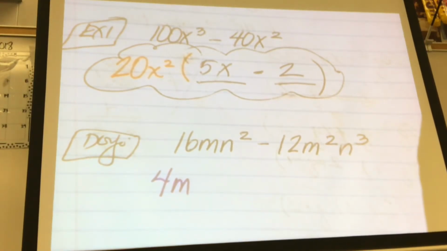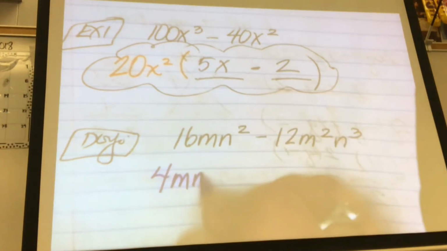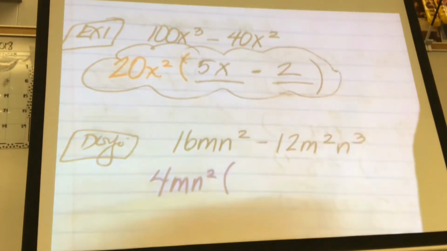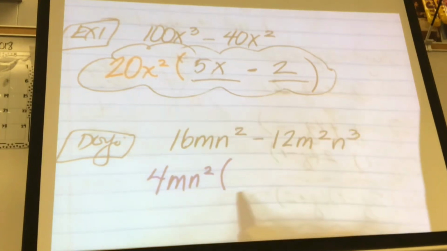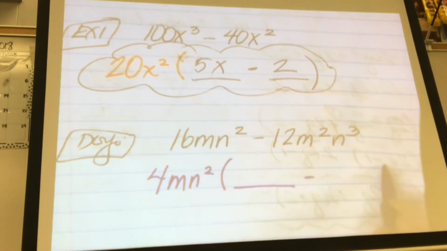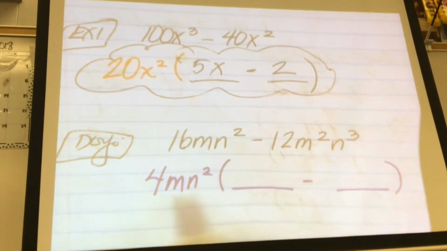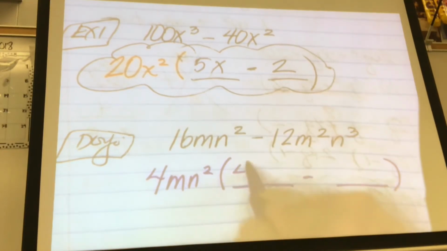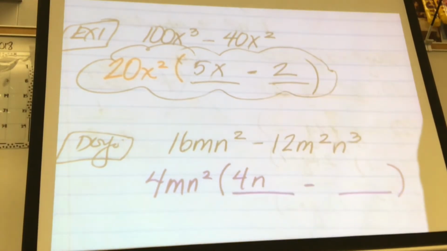Heidi, how many n's should I take out? N squared, nicely done. Dylan, what's left over on my first term? 4. Good, don't forget the 4, good job. Another 4 and another n.